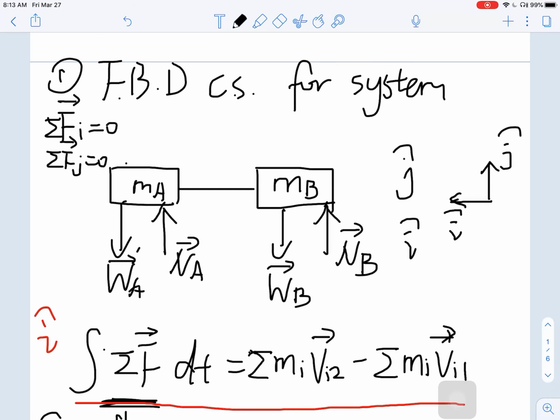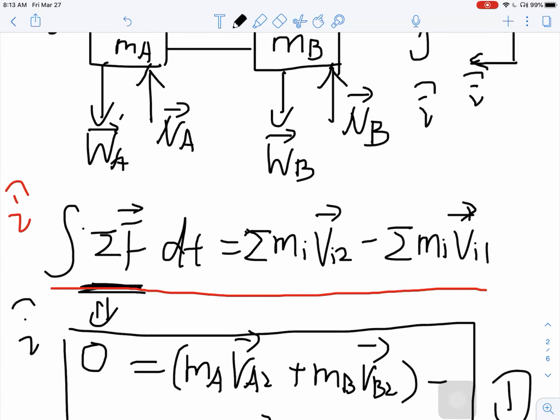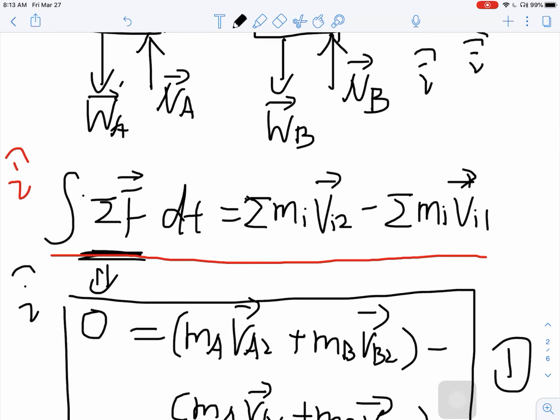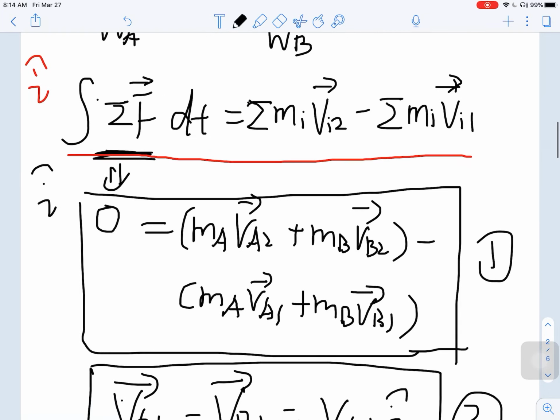Then since we know there's no forces on I direction, the left term becomes 0, right? And on the right side, since we have two masses A and B, we have MA times VA2 plus MB times VB2 minus MA VA1 plus MB VB1. So this is the first equation we get from the impulse momentum equation.